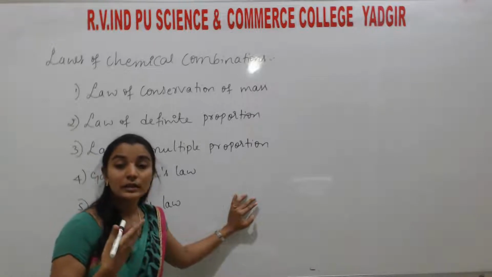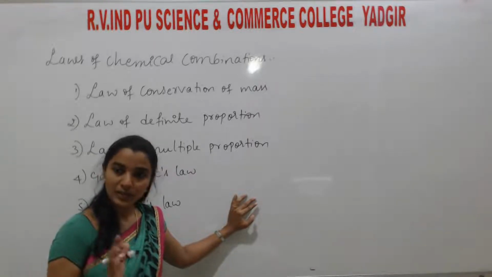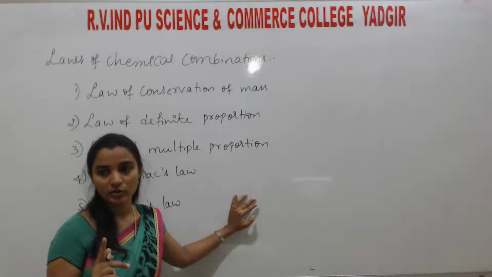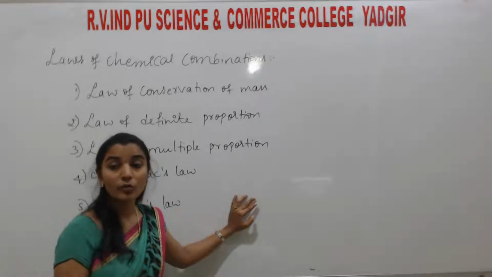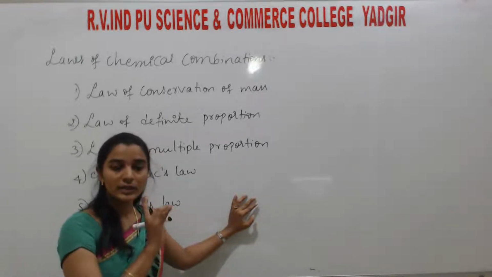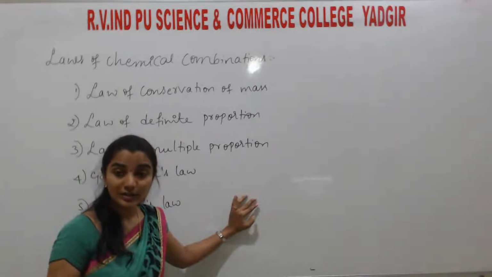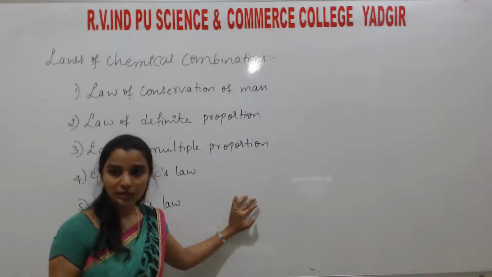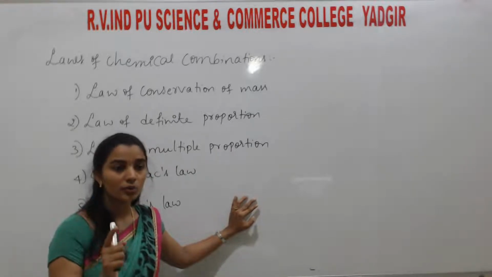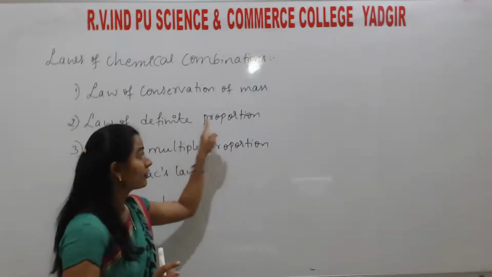If the CO2 is released from respiration, that also consists of one carbon, two oxygen, CO2. If CO2 is liberated from automobiles, vehicles, that also consists of C plus O2, CO2. If CO2 is released by burning wood, those processes are different, but the combination of CO2 is the same. That is what? Definite proportion.